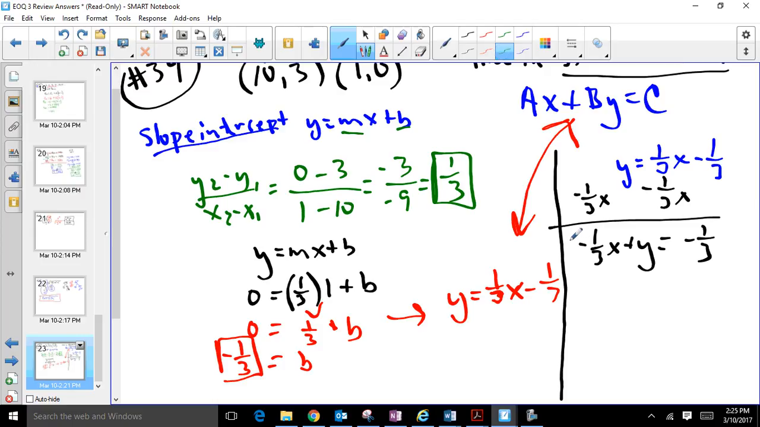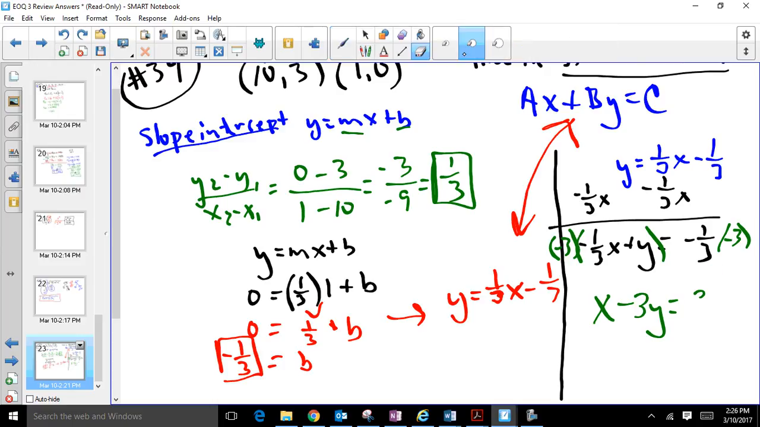I'm going to multiply by the reciprocal and make it negative. I'm going to multiply by negative 3 on both sides of my equation. That will cancel out the negative 1/3 and essentially just make x. Then negative 3 times y makes negative 3y. I accidentally wrote a plus sign in there. And then negative 3 times negative 1/3 makes a positive 1.